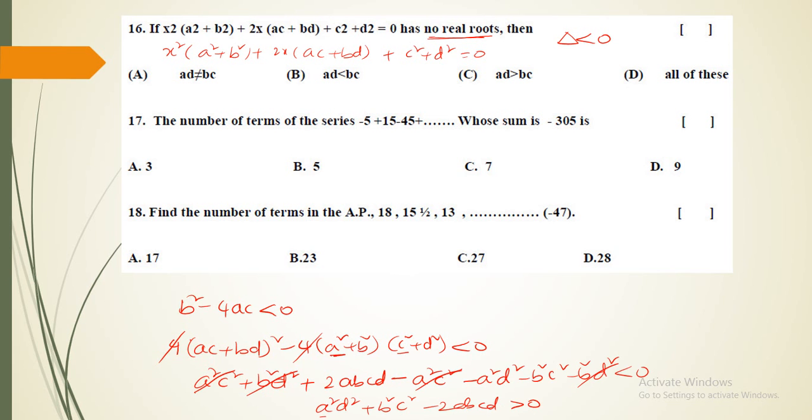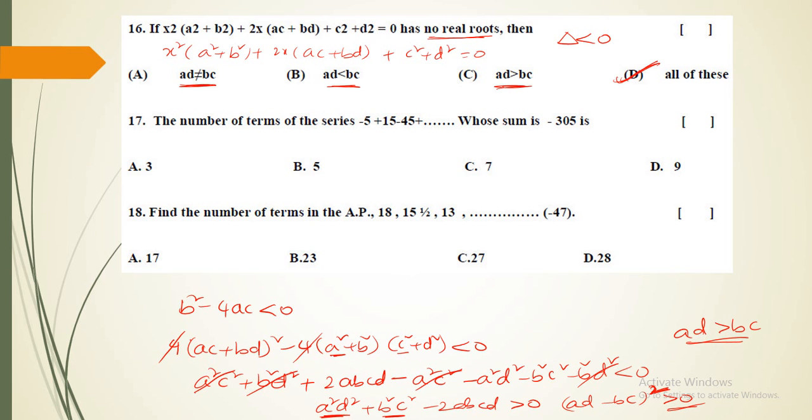Right. Now this is AD whole square, this is BC whole square, minus 2 times AD into BC. That means I can write it as AD minus BC whole square is greater than 0. So this is possible when AD is greater than BC or AD is less than BC, that is AD not equal to BC. So from this, all the options are possible, because a whole square is coming here. Either AD is less than BC or AD greater than BC, both are positive. Right. So a good question.